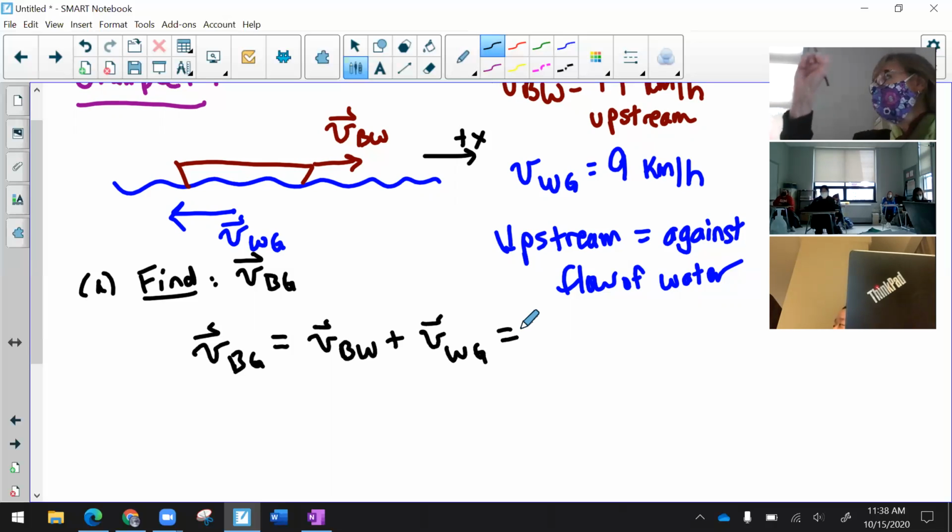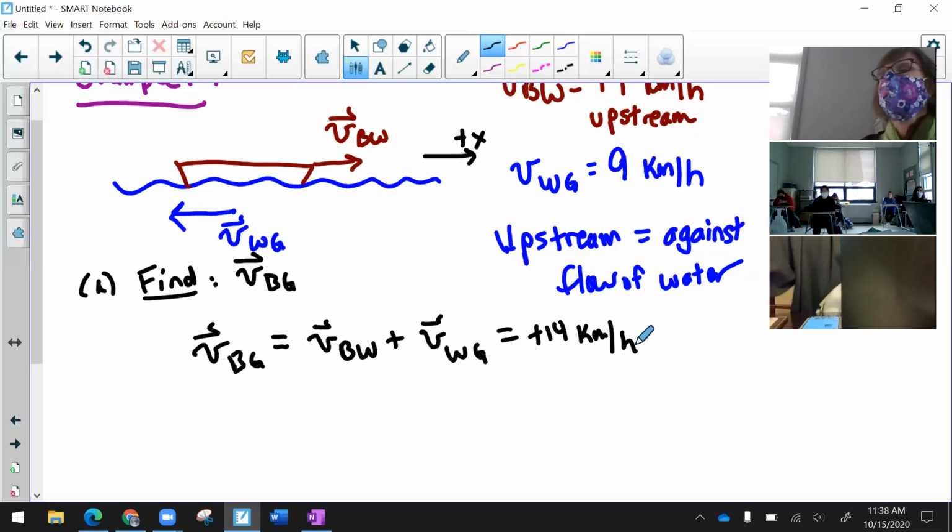So notice that all of these have little vector symbols over them. Now I'm only in one dimension, so I'm just worried about whether it's positive or negative, but I still have to take that direction into account. So what's the velocity of the boat with respect to the water going to be? Positive. So it's going to be positive 14 kilometers per hour. And this is a situation where we can leave it all in kilometers per hour. Everything has the same unit. It's not worth changing things.